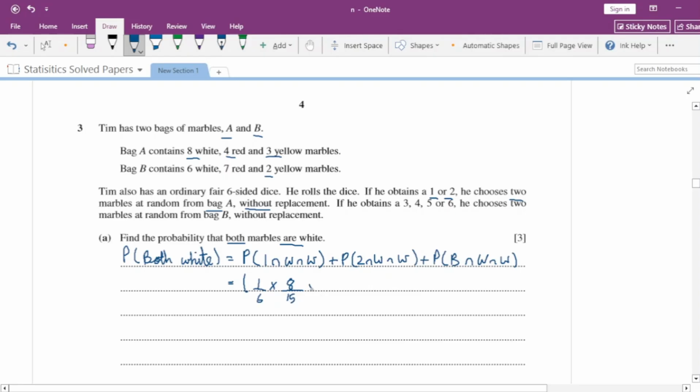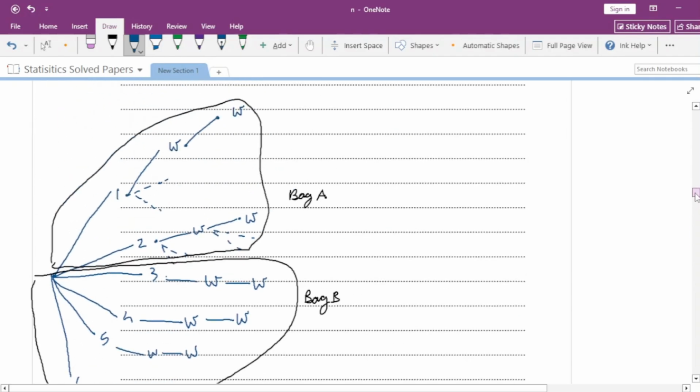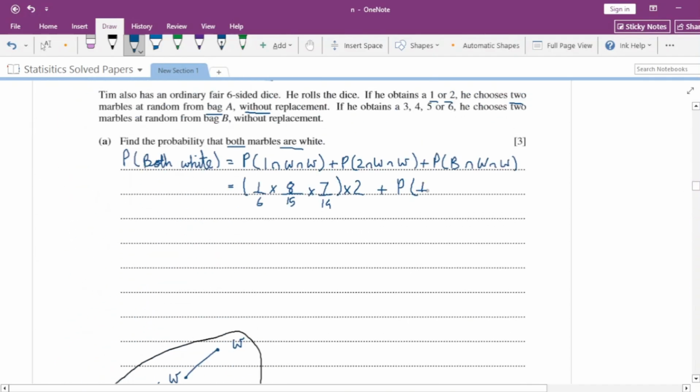All right. Now we're going to choose another white, but you have to notice that we did not replace our white marble. So we're going to have one marble less. So now we're going to have 7 white marbles, and of course 14, because one marble has just been taken out. That's our one case done, and we can simply multiply this by 2 because these two cases are identical. The probabilities are really same. And then, because we're still choosing from the same bag, and now for the probability of B, we are going to see we have 3, 4, 5, 6. So probability of each branch is 1 by 6.